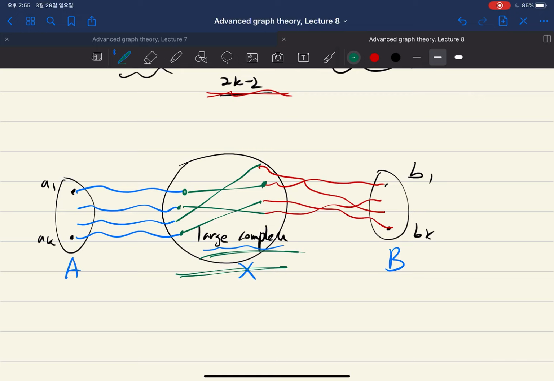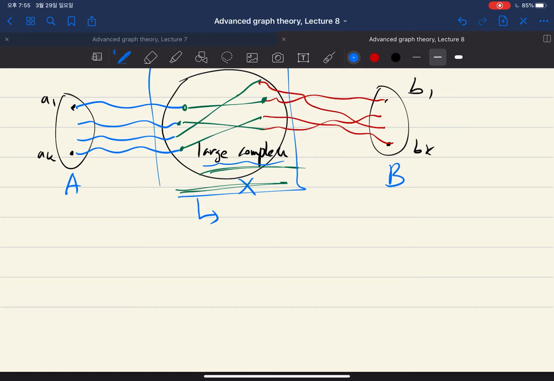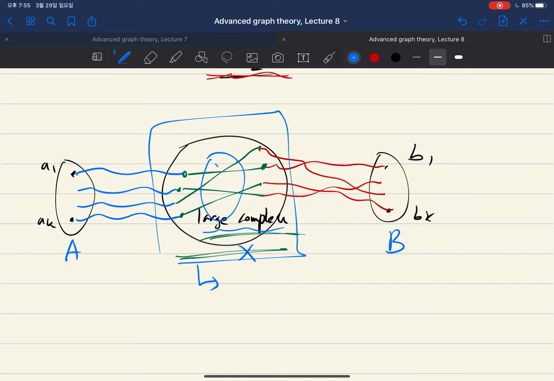But we don't know whether the graph even has a large complete graph. So instead, what we can consider is some other structure, which is complicated enough to do this rerouting, this connecting thing.